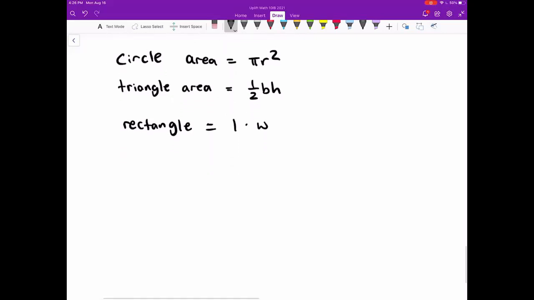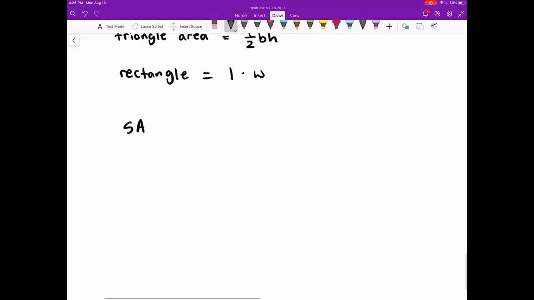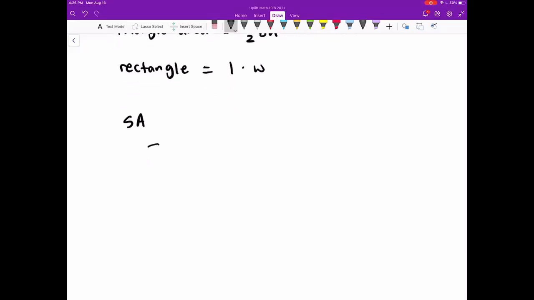And we're moving on to surface area. So surface area is the area of a 3D object. It's a surface. So we have the surface area of a sphere, which is 4 pi r squared.